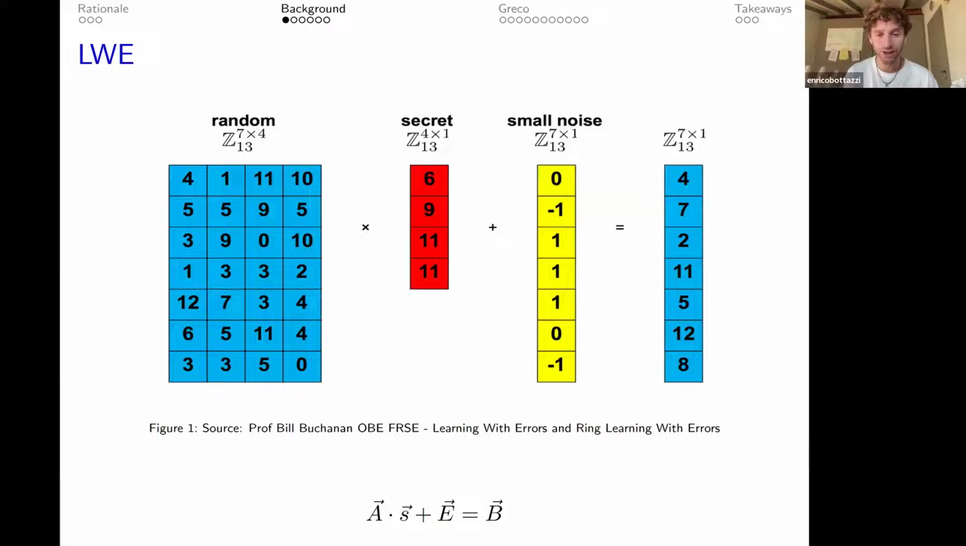The real challenge is that if you have at your disposal this matrix A and this vector B, it's very, very difficult for you to get this secret vector. This is possible because we add this noise, and also because we're working with elements that are all integers modulo 13 in this case.